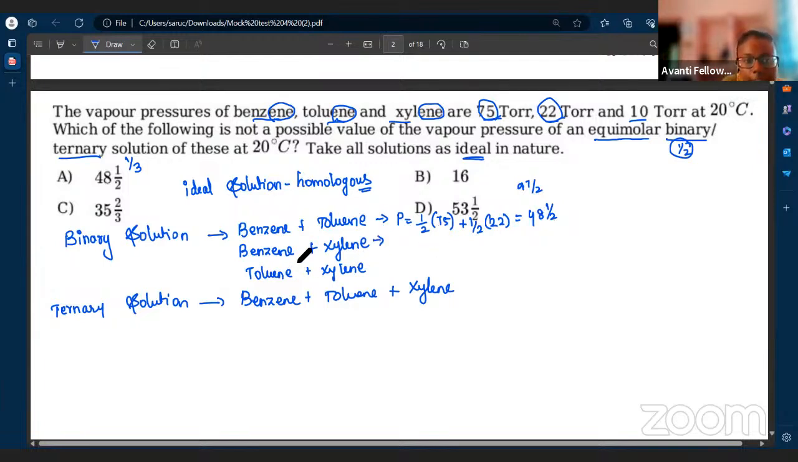Now moving to the second one, benzene plus xylene. The benzene value is 1/2 into 75, plus xylene. What is the value given? It is 10, so 1/2 into 10, which is 85/2. When you evaluate, you'll get 42.5. And next is toluene plus xylene. P is equal to 1/2 into 22 plus 1/2 into 10, which is equal to 16.